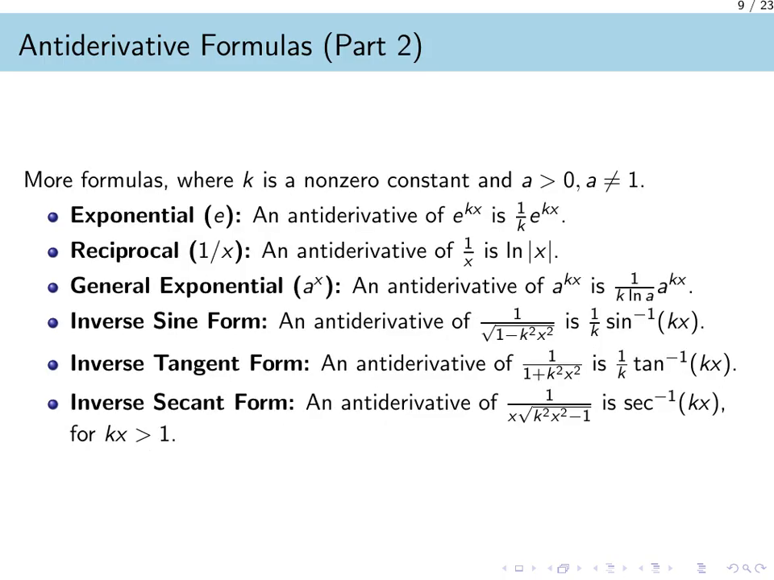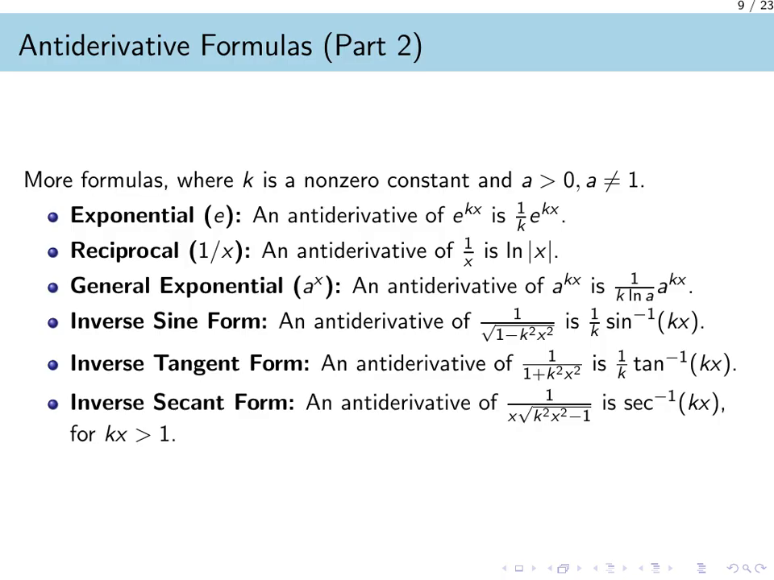Let us continue building our list of essential antiderivatives, focusing now on exponential functions and forms that lead to inverse trigonometric functions. For the natural exponential, the antiderivative of e to the power kx is simply 1 over k times e to the power kx. The rule for a general base, like a to the power kx, is very similar, but we must also divide by the natural log of the base a. The one case the power rule could not handle was for the function 1 over x. Its antiderivative is the natural logarithm of the absolute value of x.